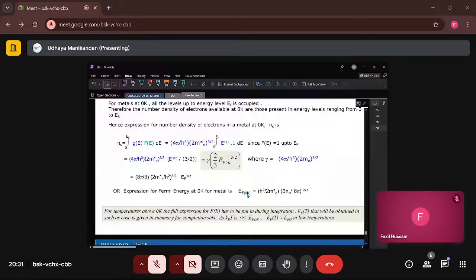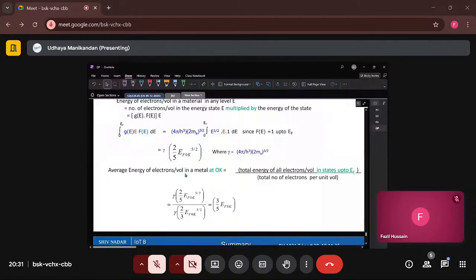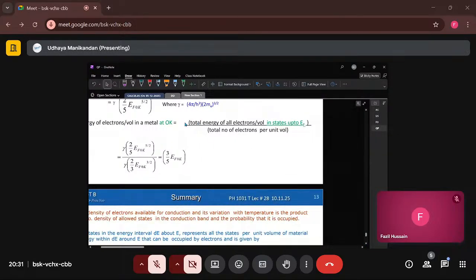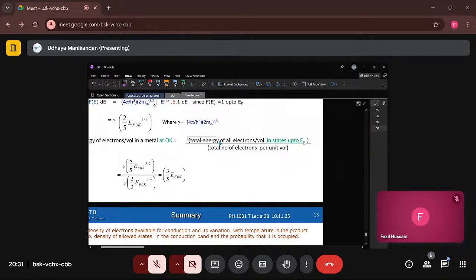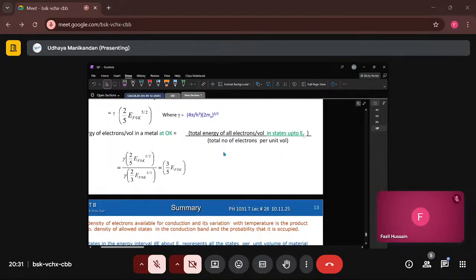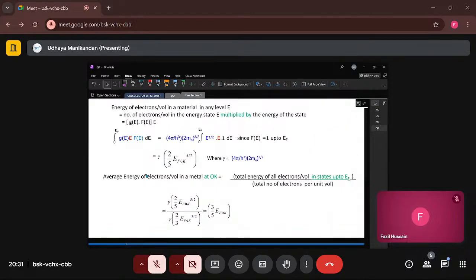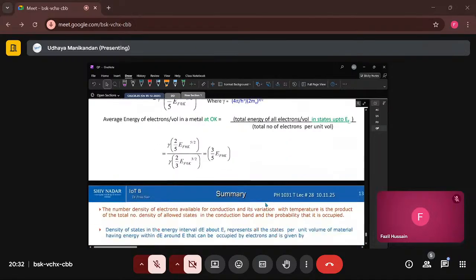So let's obtain this: 4π/h³ (2m)^(3/2) √E dE, and there's one more E. You can just find the value of this integral. So we obtain this expression for the total energy of all the electrons per volume, up to EF. Now you just divide it by the total number of electrons, and you will get the average. Total energy divided by total number of electrons is the average energy of an electron.